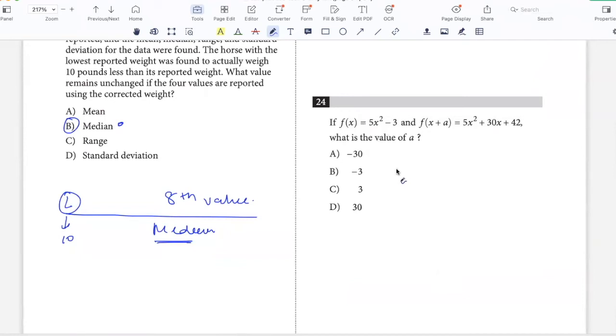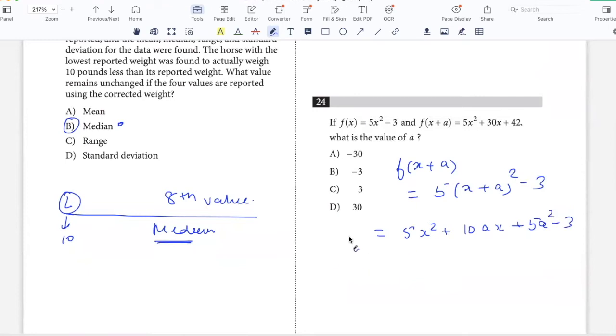If f(x) is 5x squared minus 3 and f(x + a) is this, what is the value of a? Okay, so f(x + a) would be 5 times (x + a) whole squared minus 3. So that's 5x squared plus 10ax plus 5a squared minus 3. And that is equal to 5x squared plus 30x plus 42. So if we compare the like coefficients, then 10a should be 30. So a would be 3.